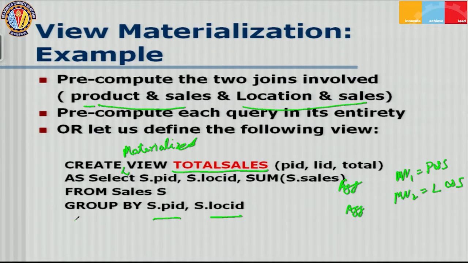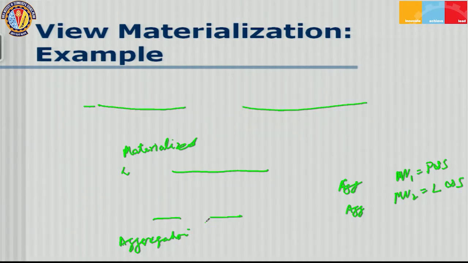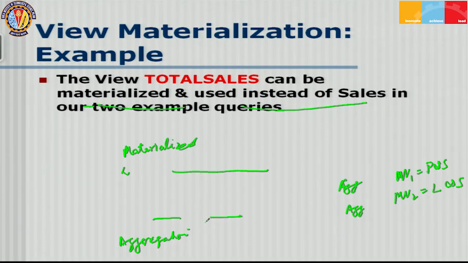This query is some kind of aggregation, as you can see, on the products and on the locations. So this helps in speeding up the two queries which we have been talking about, in the aggregation part. And the same view can be used for both the queries, because both the queries would require aggregation. So the view total sales can be materialized and used instead of sales in our two examples.